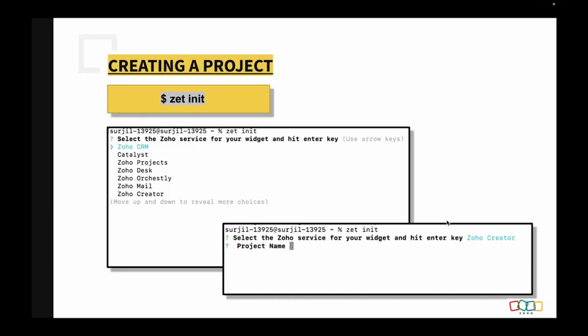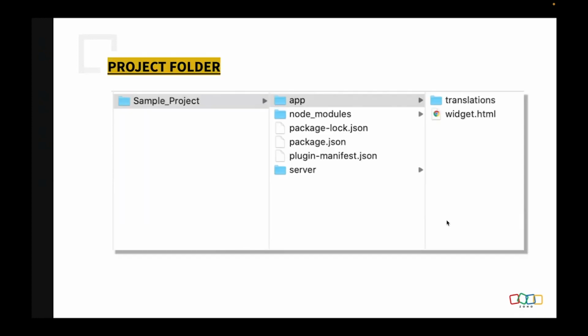zet init. zet init is the command that is run to initiate a new project. When a new project is created, all the Zoho services will be listed. Select Zoho Creator and give a name to the project. Immediately, when you give a name to the project, a project folder is created in your system. And this is the structure of the folder, and all these files will be auto-generated.